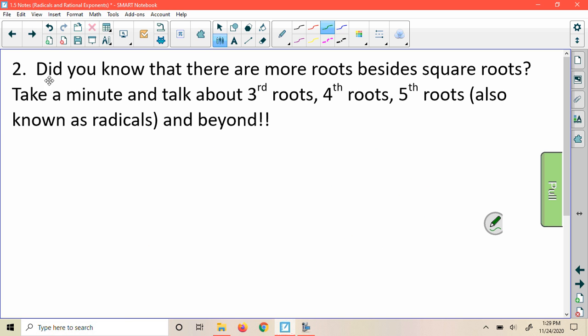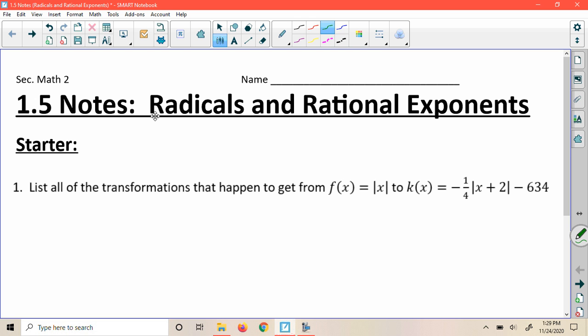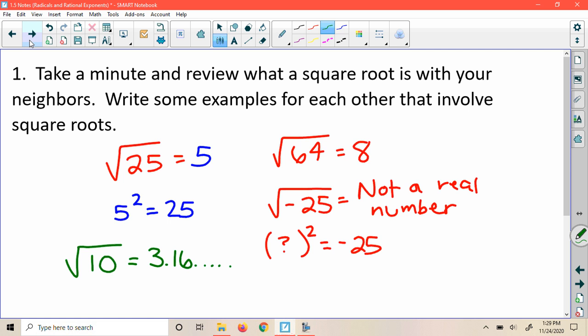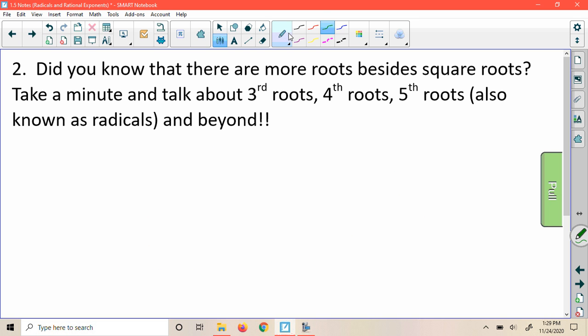So today's lesson: did you know that there are more roots besides square roots? There are a lot more. Let's talk about third roots, fourth roots, fifth roots, and beyond. A little vocab: when we talk about all these different kinds of roots, they're also known as radicals, which is part of the title of the lesson. So square roots, third roots, fourth roots, any kind of root is called a radical.